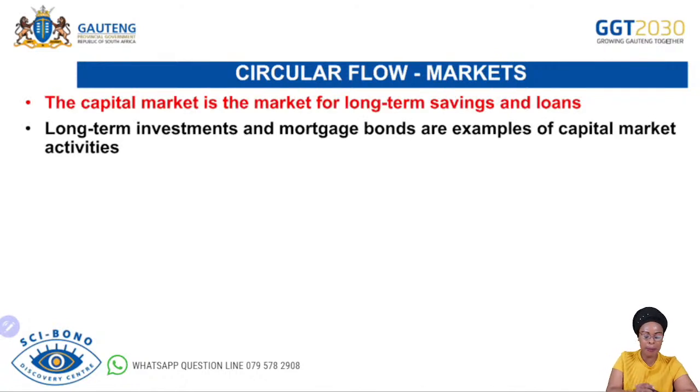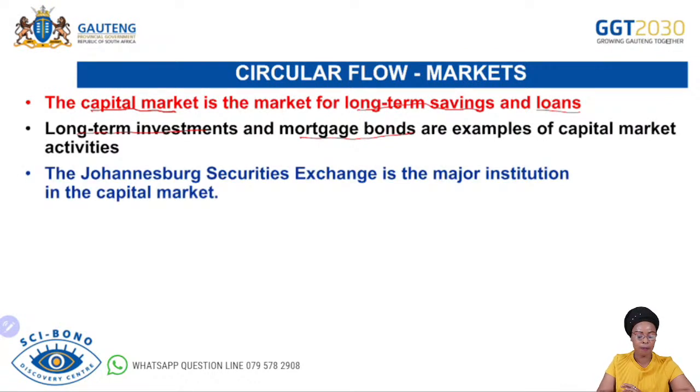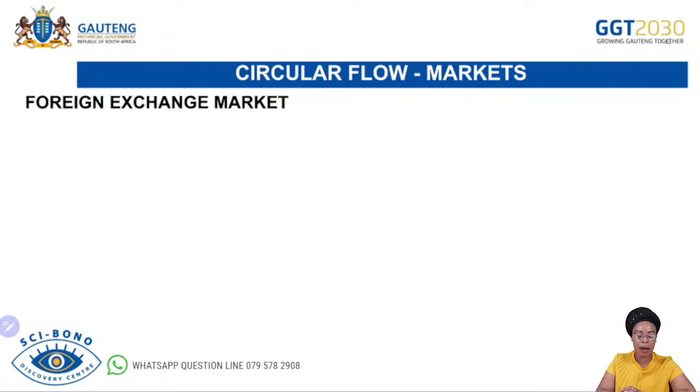Let's look at the capital market. Because we said that the money market is for a short term, for less than a year, then the capital market is the market for long-term savings and loans for more than a year. It can be more than a year, 5 years, 10 years, 20 years, it will depend. So long-term investment as well as mortgage bonds are examples of capital market activities. The key institution here is the Johannesburg Securities Exchange. The JSE is the key institution in this particular market.